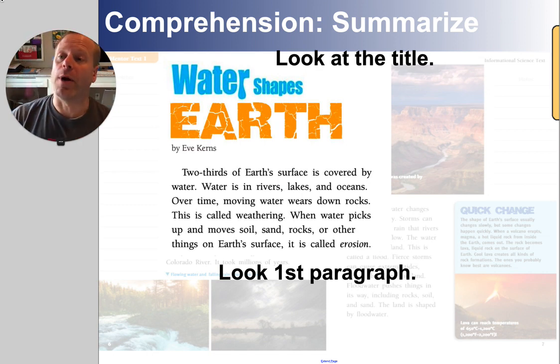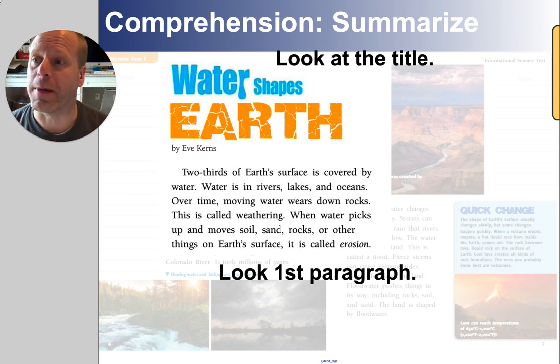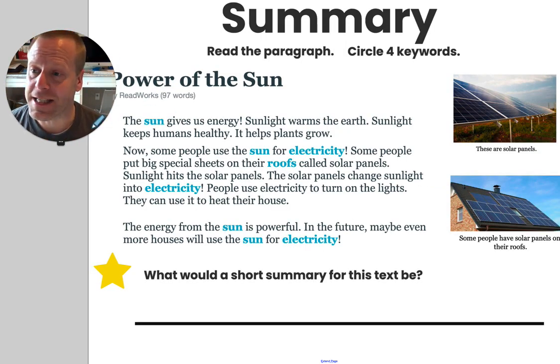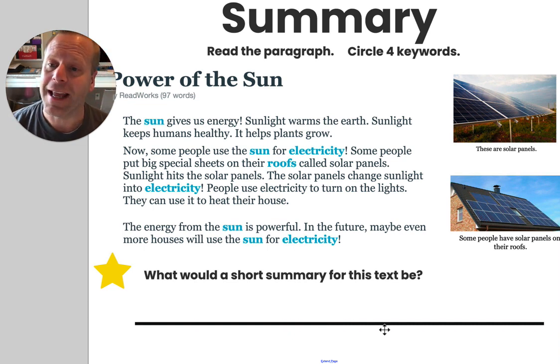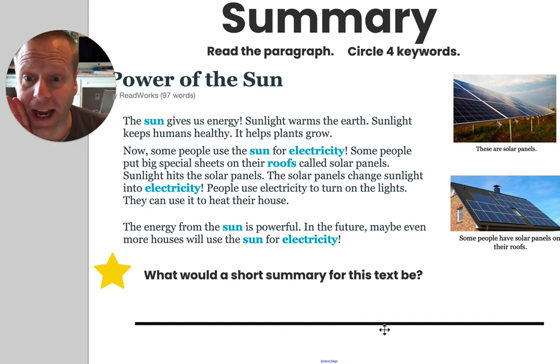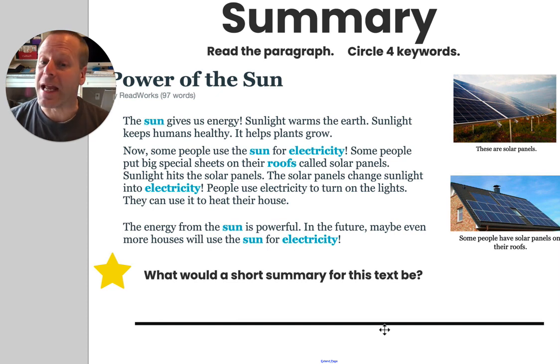All right, there's one more thing I want you to do for me. In Seesaw today, you are going to read an article. It's called The Power of the Sun. After you read the article, you're going to circle four important words and write me a short summary for this text. Hint, look at the title. Maybe focus on the first paragraph. And then send it my way.